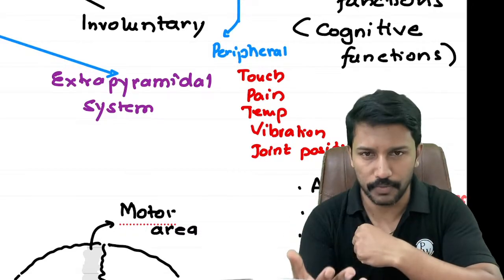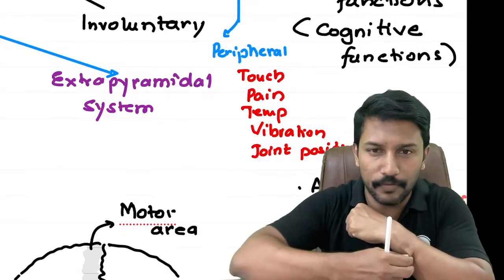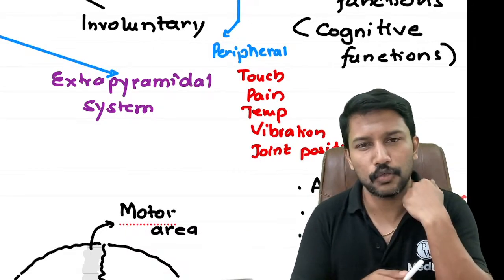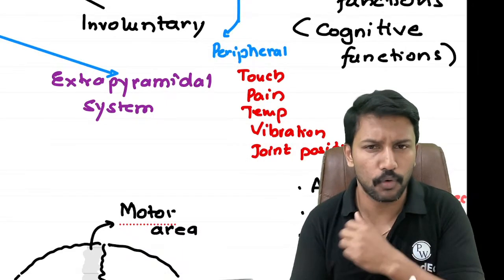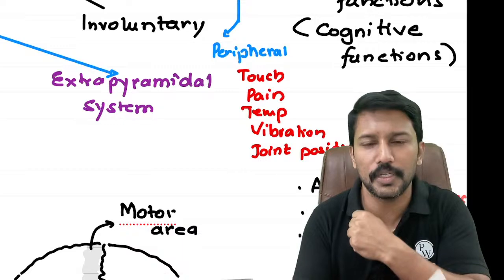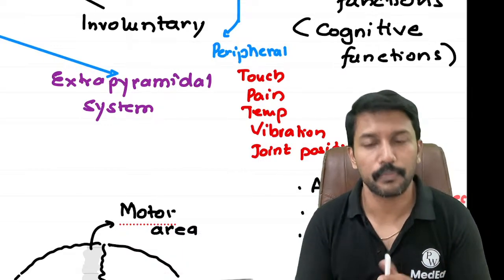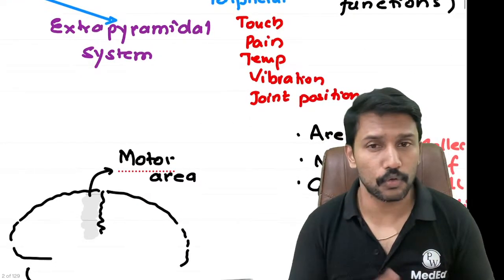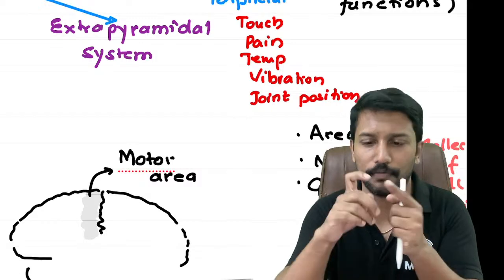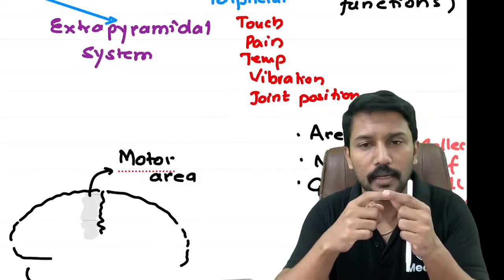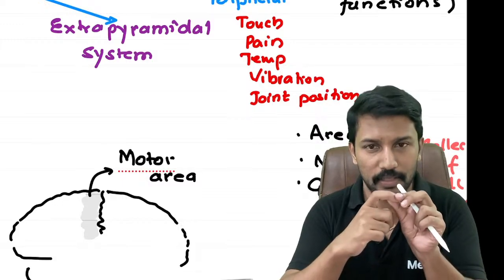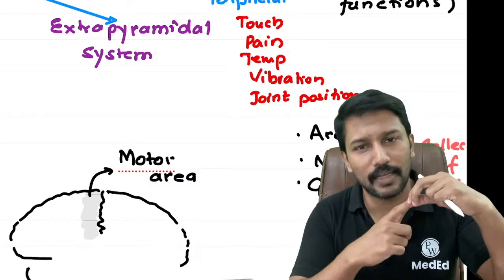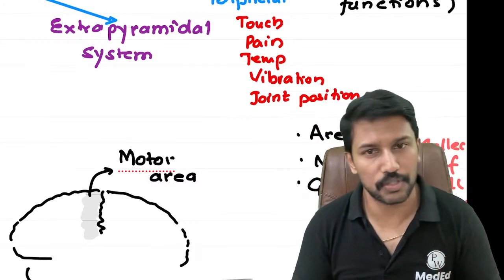If I touch, you can feel it. If I give you a painful pinch, you can feel the pain. If I touch you with a hot or cold object, you can feel its temperature. If I put a vibrating tuning fork or any other vibrating object on your body, you will feel the vibrations. And if I ask you to close your eyes and put your joint in a flexed or extended state, you will be able to tell without looking at your fingers or body parts whether the joint is in a flexed state or in an extended state. That is what we call joint position sense.